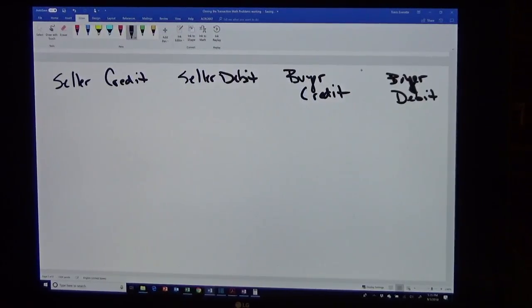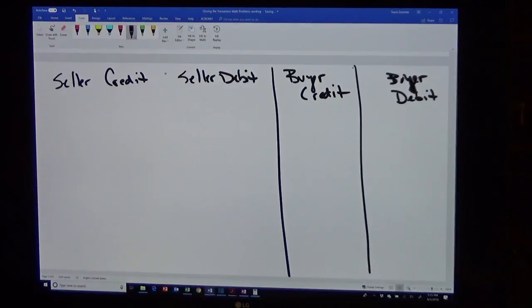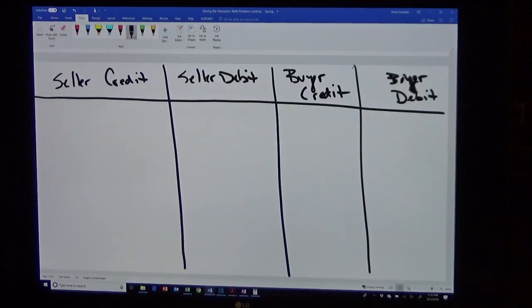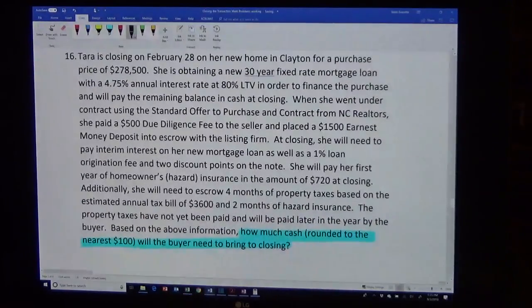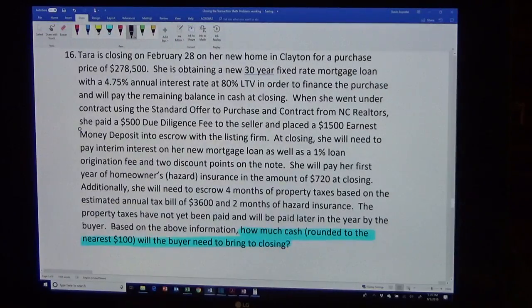Four columns. Okay? And I'll continue the lines down as I need them further. We know we need 4 columns because we're doing a closing statement. The other thing we really need to do to help ourselves out is to get this into some bullet points so that we can understand it rather than trying to deal with it in this paragraph format.